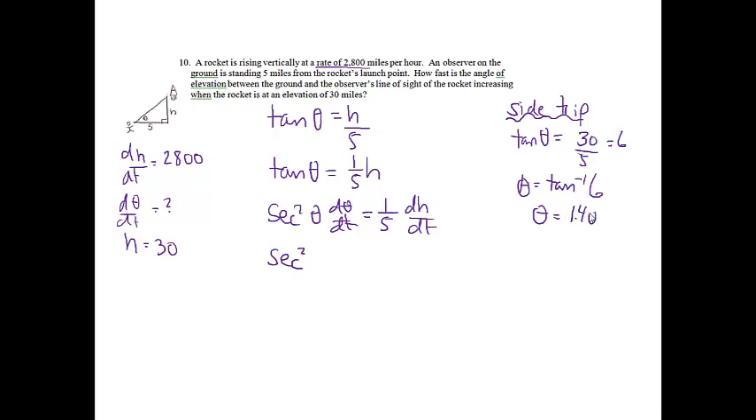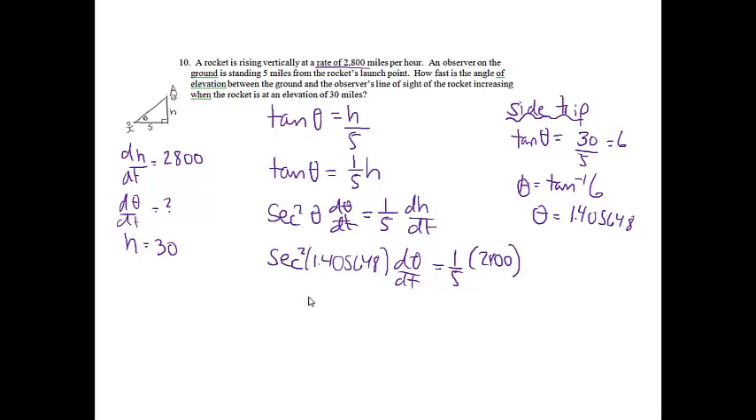I will get 1.405648. Please round to enough spaces here so that your answer is accurate when you're done. So I just went out a ton of spaces. 1.405648. d theta dt equals 1/5, and I know that dh dt is 2,800.